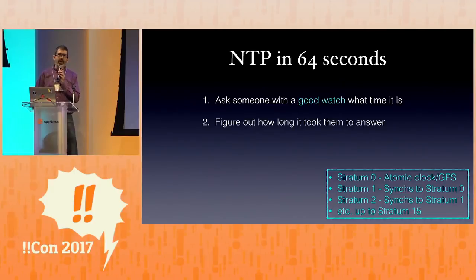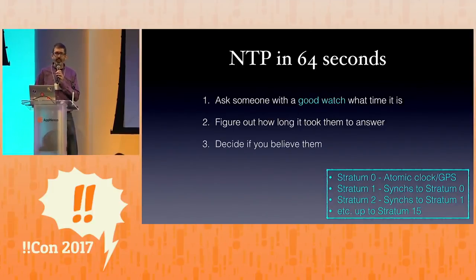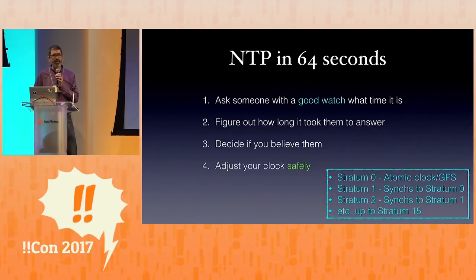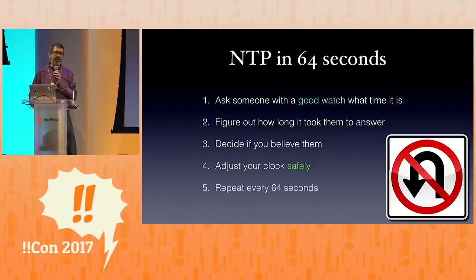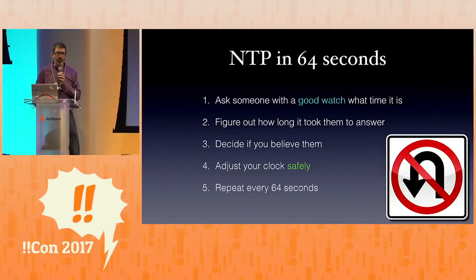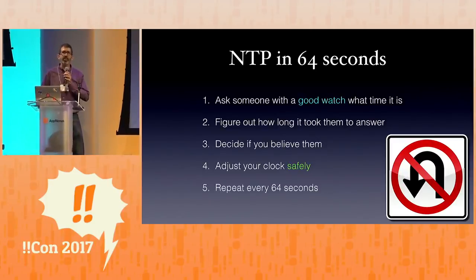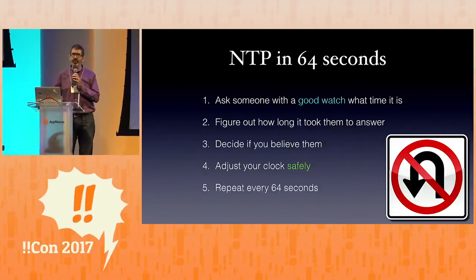Find out how long it took them to answer. They tell you this is the time, figure out that latency, and then you have to calculate how much to offset by that. Then decide if you believe them. If they told you it was 1776 or 1 million BC, you probably don't want to set your clock to match that. But if you do believe them, you want to adjust your clock safely. And what does safely mean? Safely means don't run in reverse. Sometimes you have to, but you try to avoid that. And then you repeat that every 64 seconds. That's the default time on a Mac and probably on Windows. It's powers of 2. Every 64 seconds, forever, you synchronize to check to see if you are drifting, and you can do very gentle corrections that way.